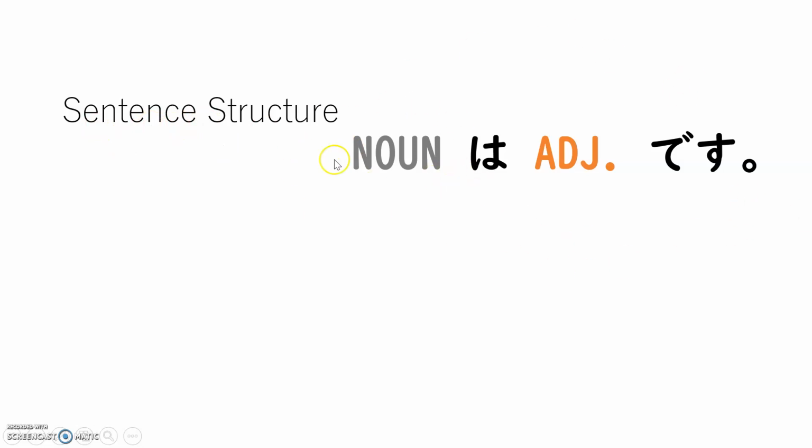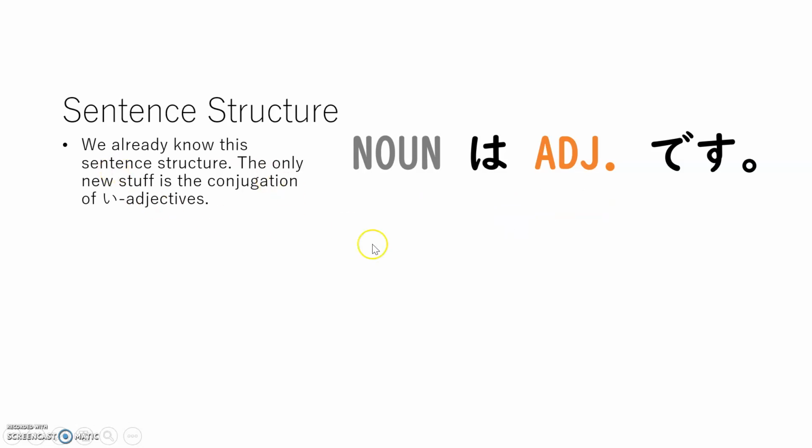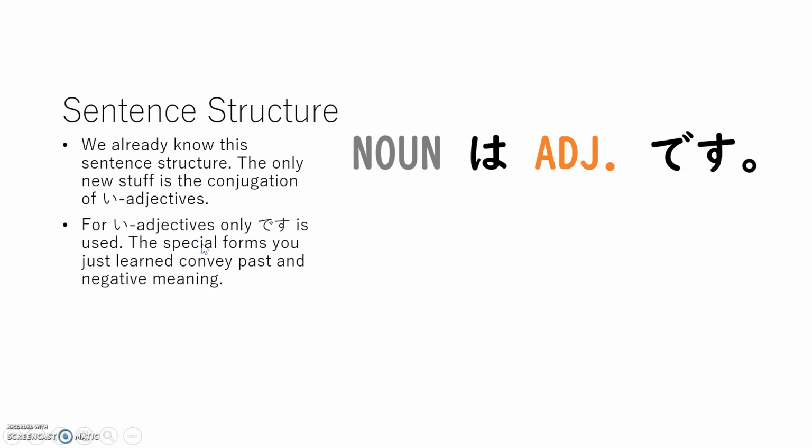We've already done this a lot. Noun wa adjective desu. Watashi wa kanashii desu. I am sad. So we already know the structure. The only new stuff is that i conjugation that we just learned. So we're just going to put any of those new forms right here and add desu after it.